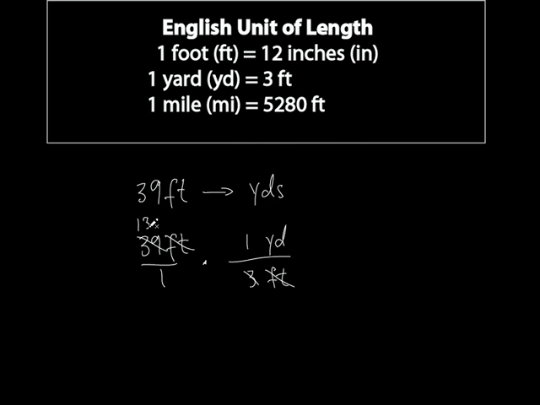Okay, so here we go. The feet canceled out. I got a 13. So what are my units in? 13 what? Yards. Very good. So 39 feet equals 13 yards. Let's sit back and think if it makes sense. If I have 13 yards, I'm going to have more feet than yards, right? Yeah, that definitely makes sense.